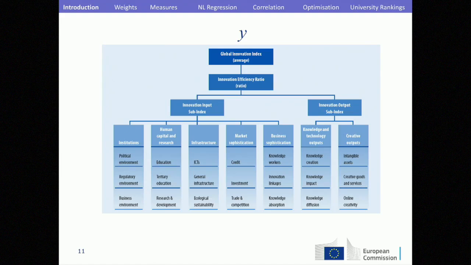Now, throughout the talk, just to introduce my notation, it should be very easy for everyone to follow, it's just Y is the output of the composite indicator, which is the final number, and the X_i are just the indicators that go into it, okay?